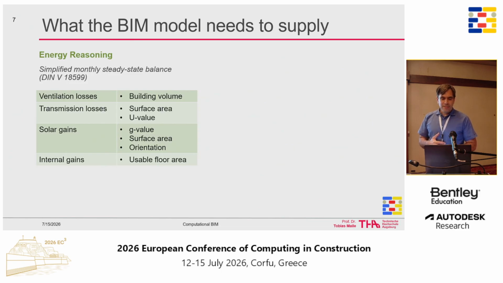For solar gains, we are looking for the G value of windows, the surface area of the windows, and also the orientation. And then for the internal gains, we are looking at usable floor area in the building. And if you look at this list, this actually doesn't look too complicated, but as usual, the devil is in the details. For example, whether a building element is external or internal creates quite a challenge, depending on what BIM authoring tool you're using and how to actually extract the data.